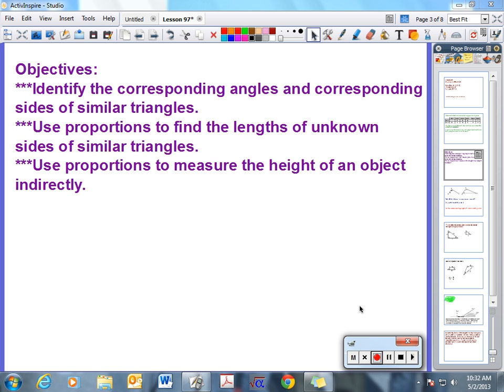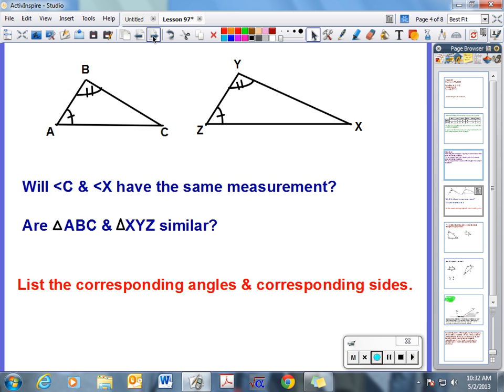And then we're going to use proportions to measure the height of an object indirectly, and this actually relates to similar figures also, and we'll see how that ties in a little bit later. First of all, let's take a look at these two triangles.